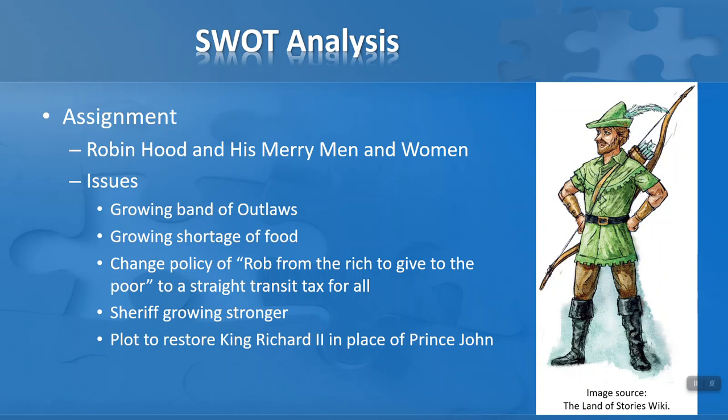So some of the issues that Robin is facing is that his outlaw band is growing, it's getting larger, there's a shortage of food, he wants to consider changing the policy of robbing from the rich to give to the poor to a straight transit tax for all people travelling through Sherwood Forest. The Sheriff of Nottingham is getting stronger, and also he's aware of a plot to restore King Richard in place of Prince John. And how can he take advantage of all of these? So we'll be looking at the story of Robin Hood and expanding on these issues here and asking you to perform a SWOT analysis on Robin Hood and his merry men and women.